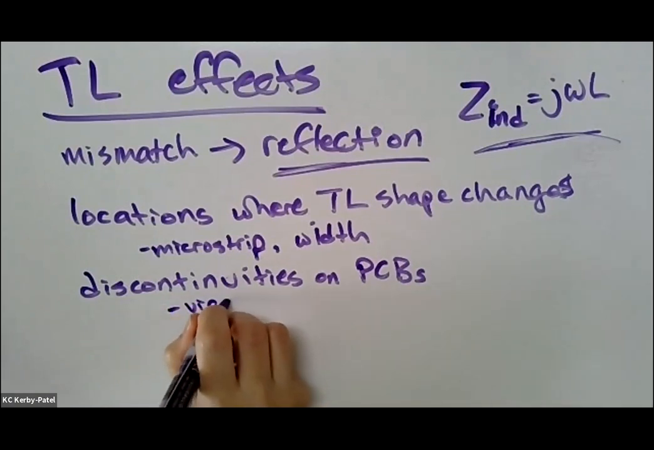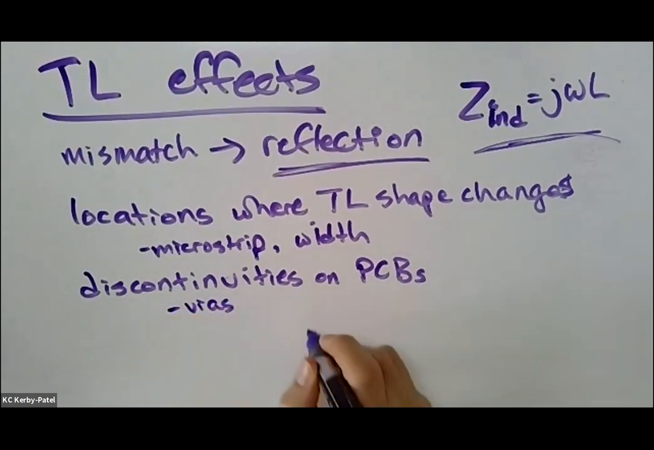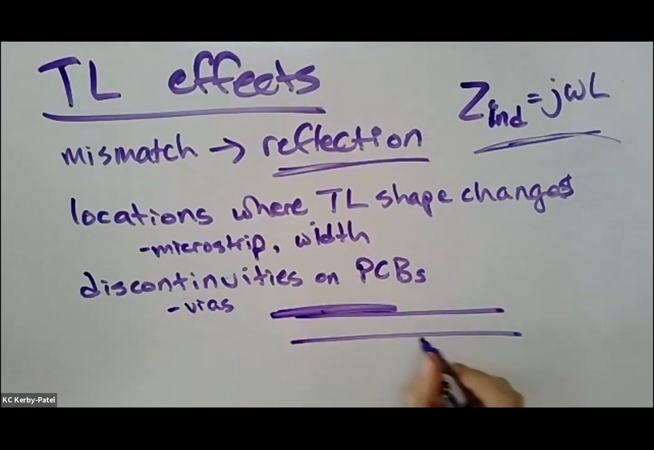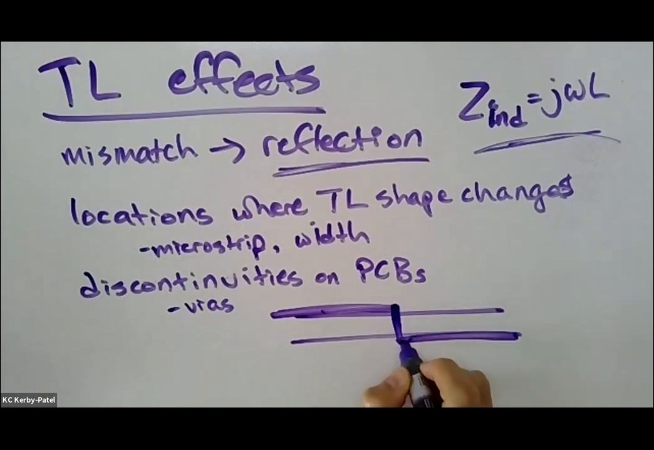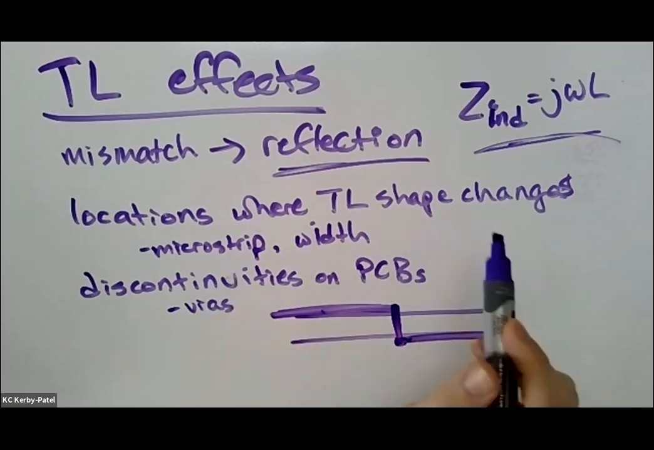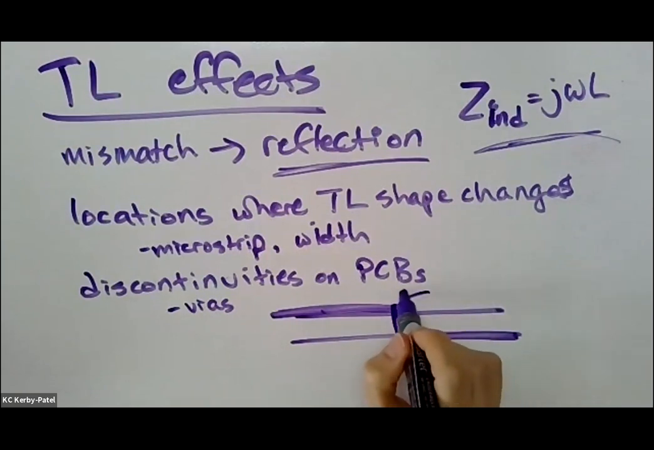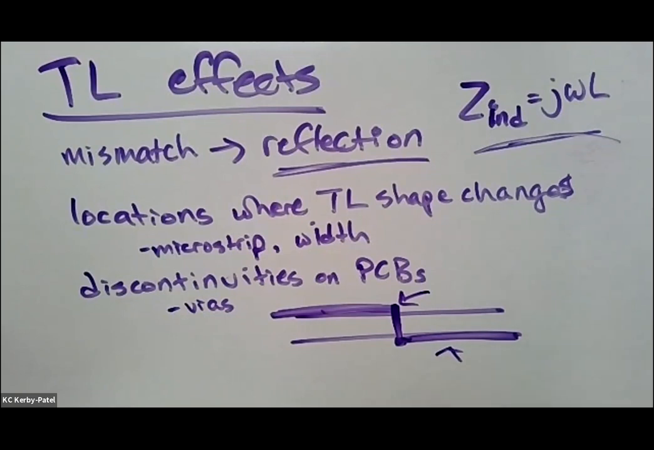So vias, where if this is your PCB and you have maybe one trace on this side and you want to connect it to a different trace on the other side, and you have a via that goes through, just like a plated through hole on your PCB. This can also have reflections, it can have an inductance. It is not just a transparent continuation of this side onto this side, because if these behave like transmission lines, they're going to be really surprised by this. Electromagnetic waves don't like to be surprised.